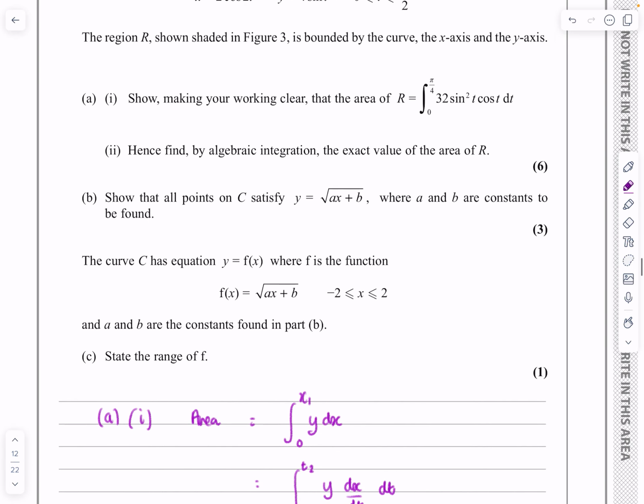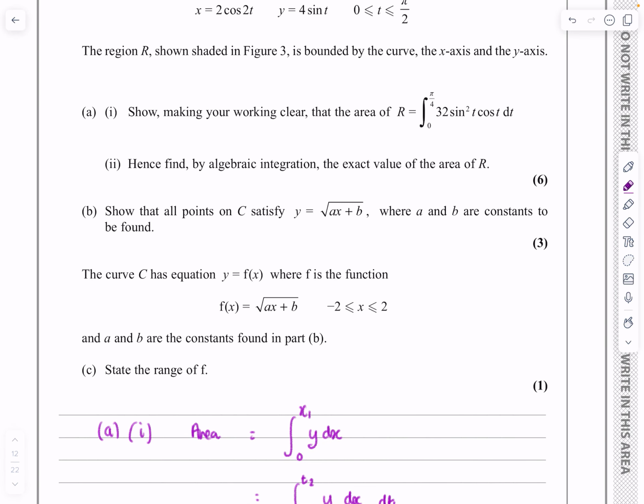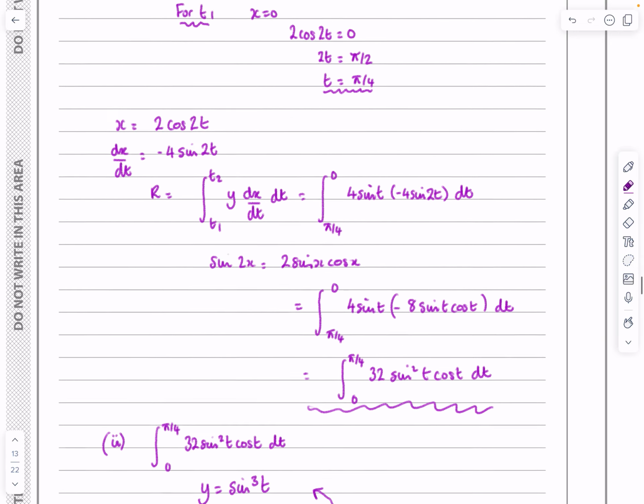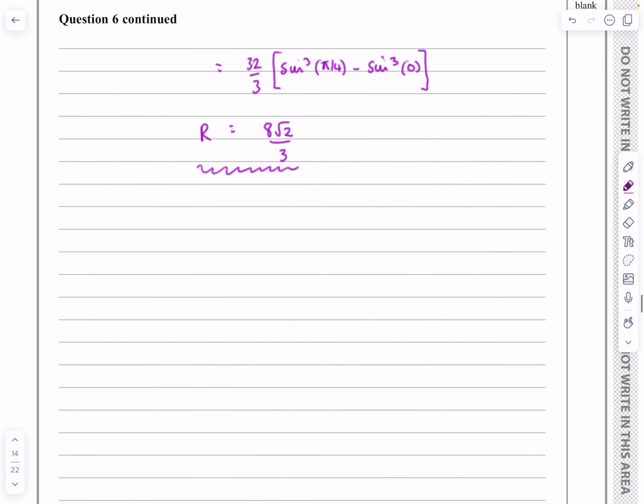Let's go back and look at the rest of the question. As I say, it's a long question, so I didn't want to spend too long just going through and doing that part. Part B then says, show that all the points satisfy this equation here. So what that's really saying is, can I write the parametric equation in a Cartesian format? So yeah, absolutely I can. Let's just crack on and get started with doing that.